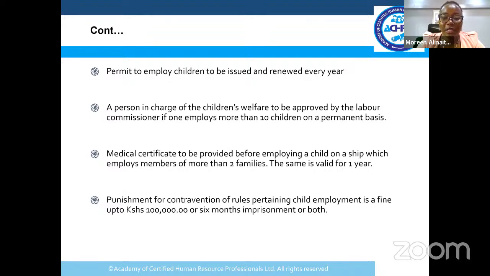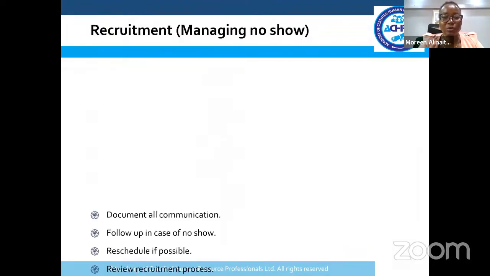The punishment for contravening the rules pertaining to children's employment is a fine of 100,000 or 6 months in prison or both. So if you do not follow the rules, if you just employ children the way you like, and you're not following the rules that we've discussed above, you can go to prison, you can pay a fine of 100,000, or both. Remember, the law can decide to give you both.